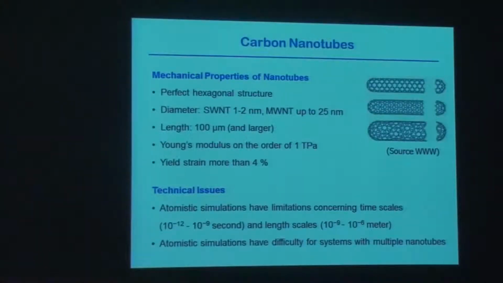So let's take a look at carbon nanotubes. As I said, this is a medium that we are using to develop our framework. If you look at carbon nanotubes, these are composed of carbon atoms, which are lying in a predefined hexagonal structure in here.